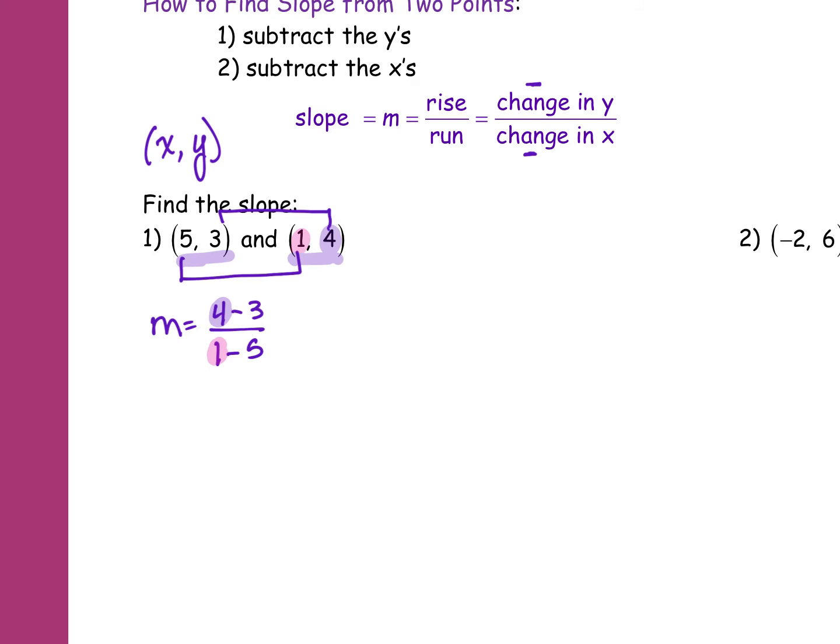And now we're just going to do the math. What's 4 minus 3? 1. Awesome. And what's 1 minus 5? Negative 4. And there's my slope. I can't simplify it because it has a 1 in it. So I'm done. Negative 1/4.